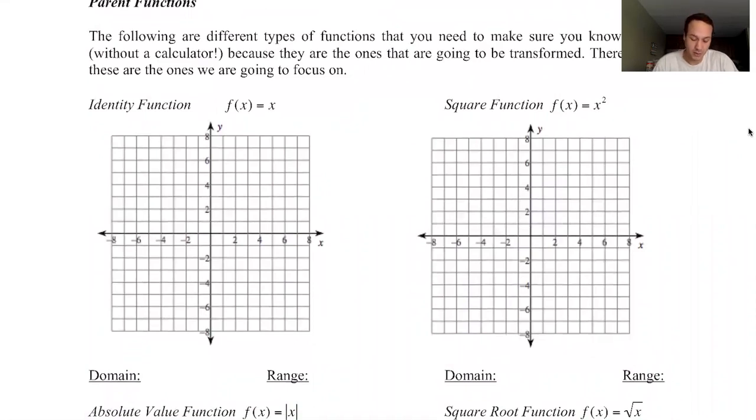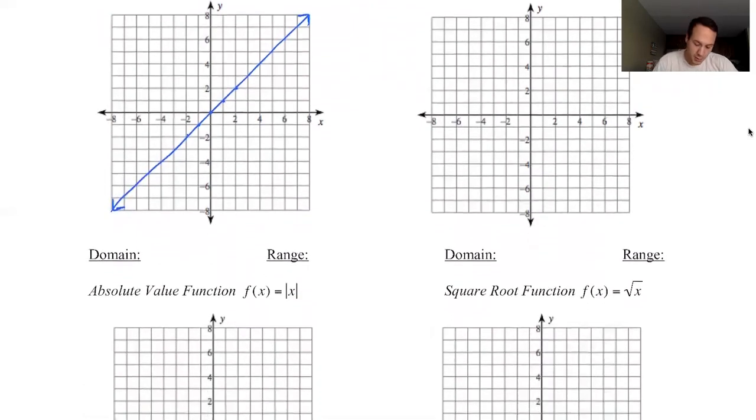That's our linear function. So this is just a linear function. And what does this look like? I have a slope of 1 over 1. Okay. Arrows pointing in each direction. Now, because of that, I have a domain of all real numbers.